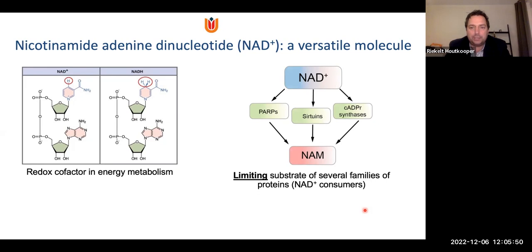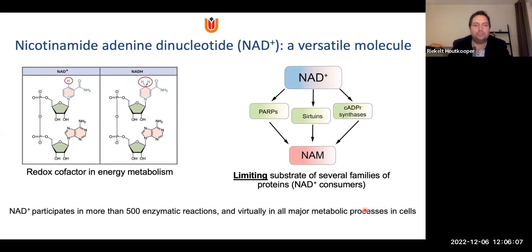And these enzymes, in turn, are not regulating just one reaction, but they are regulating many, many different reactions in a cell. And therefore, NAD as a substrate for these enzymes can play a very versatile role in managing cellular homeostasis. And by now, we estimate that NAD participates in more than 500 enzymatic reactions, covering basically all the metabolic processes in a cell.